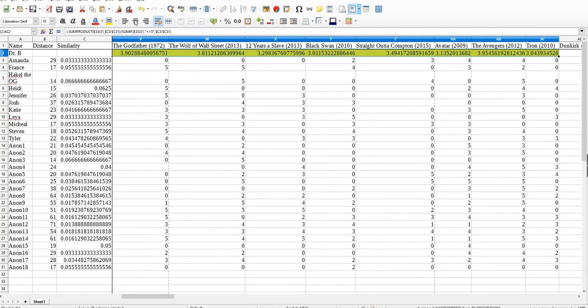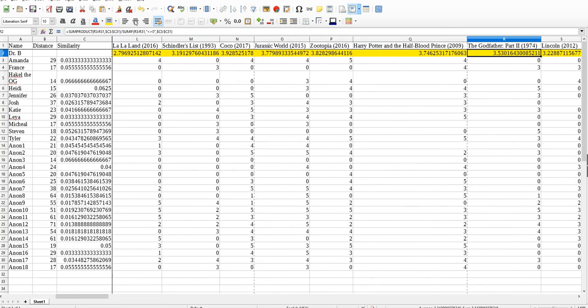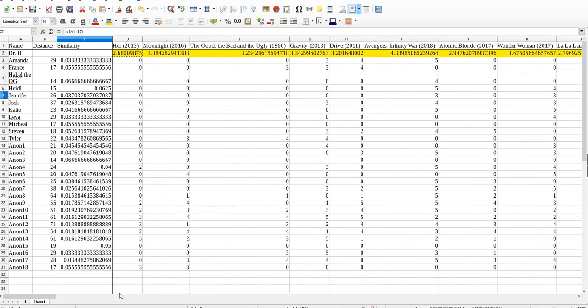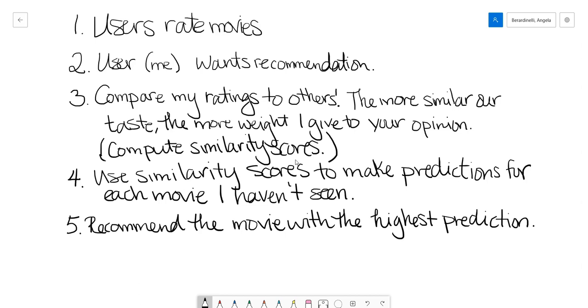Okay, so we have predicted ratings for me for every movie based on what you all thought of each of these movies and how similar you are to me. That completes step 4 of our algorithm. We wanted to make the predictions for every movie I haven't seen. That's done. The last step is to recommend the movie with the highest prediction.